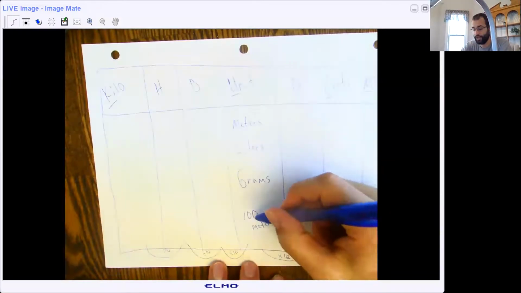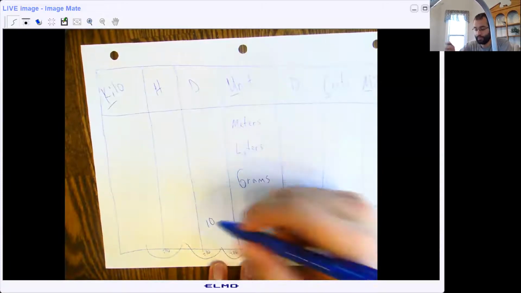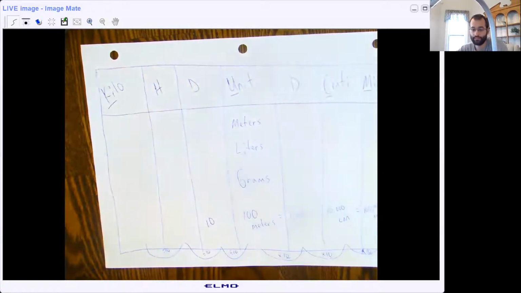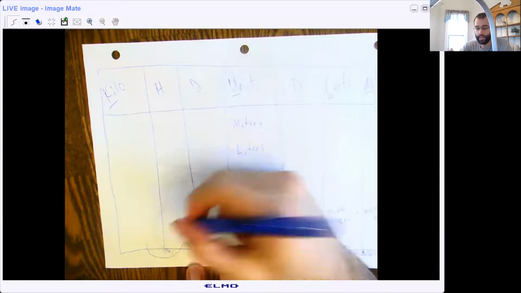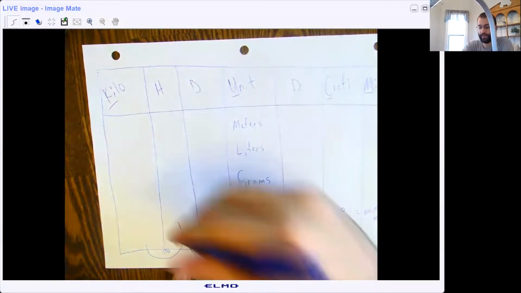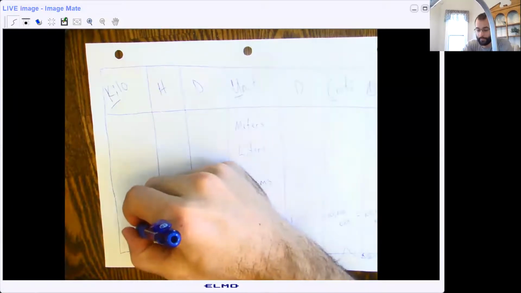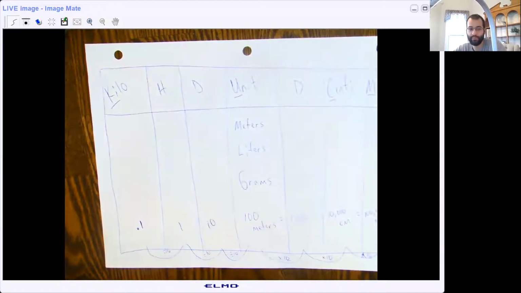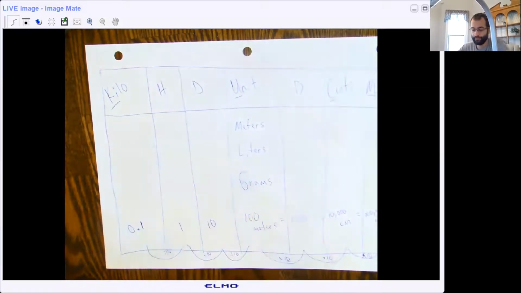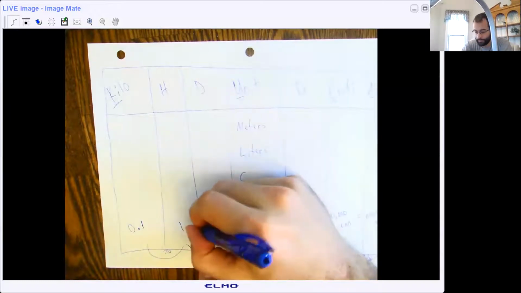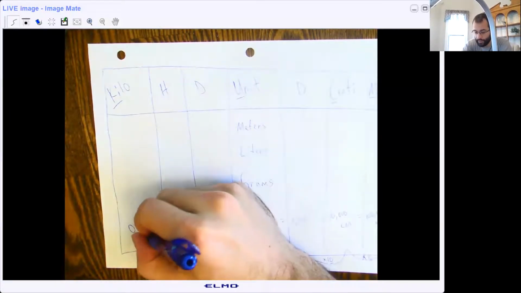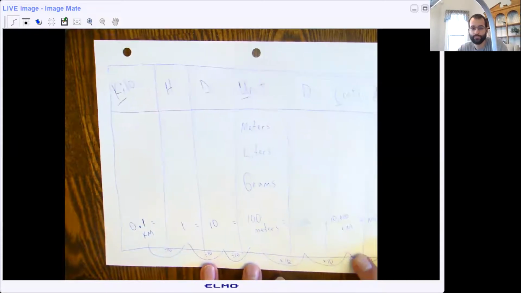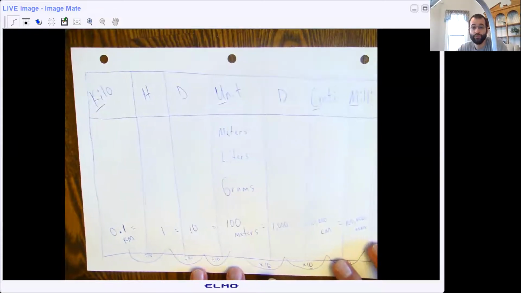So if I have 100, if I divide by 10, I get 10. If I divide by 10, I get 1. And if I divide, I get 1/10. So look what happens here. Once again, all of these are equal. And this would be kilometers. Okay, so you've got this.